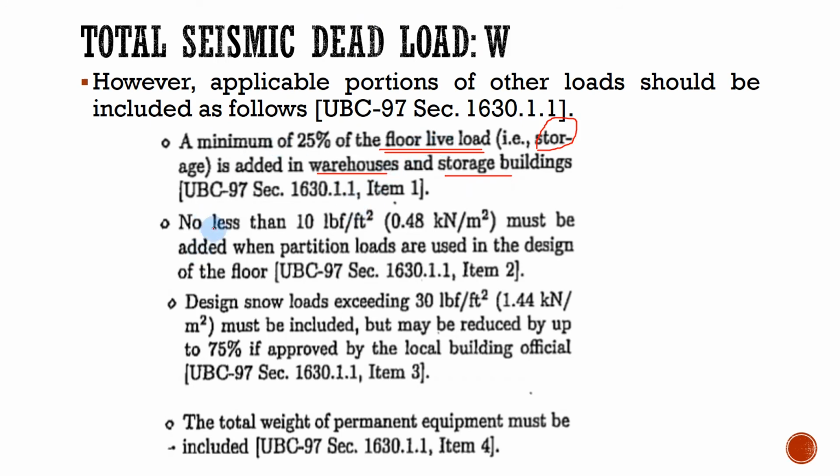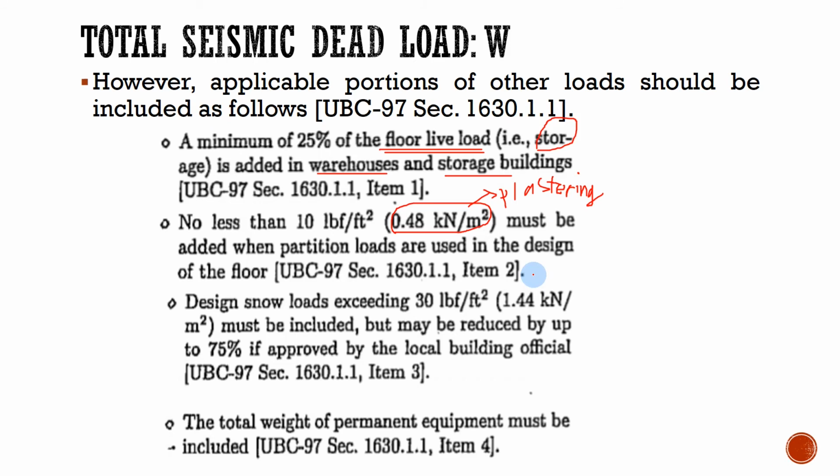Okay? So, no less than 10 pound force per square foot or 0.48 kilonewton per square meter must be added when partition loads are used in the design of floor. Okay, so I think idea na ko ani sa 0.48 is sa plastering. Because plastering based on NSCP is 0.24 for one side only. But if you will consider plastering for both sides, so 0.48. Okay. Partition loads, specifically for concrete hollow block.